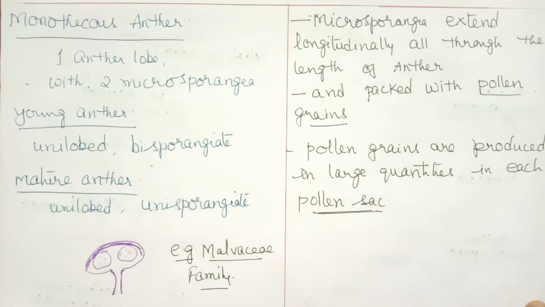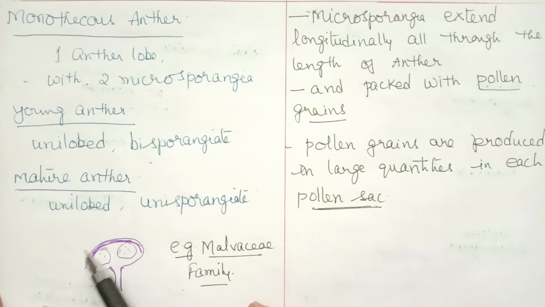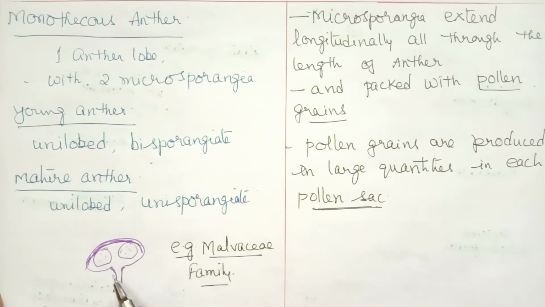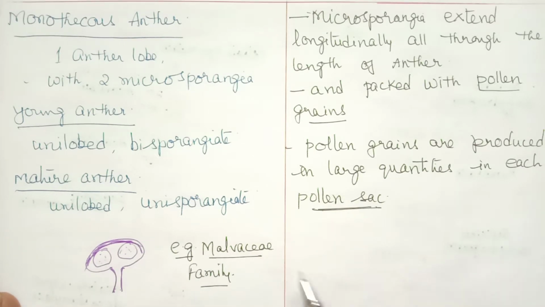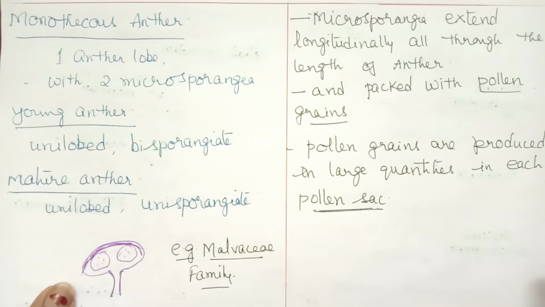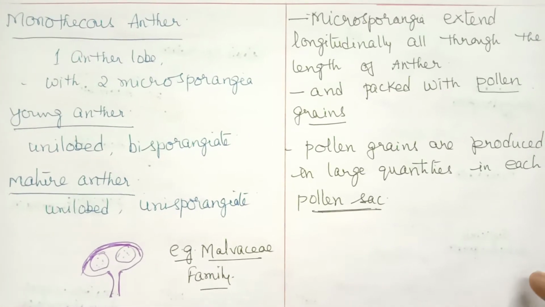I have shown it in the diagram here. This is a diagram for a monothecous anther having two microsporangia. At maturity, the two microsporangia will merge with each other, and then it forms only a single microsporangium. For example, in the Malvaceae family, which is a dicot family, we find monothecous anthers. Normally we find only dithecous anthers.